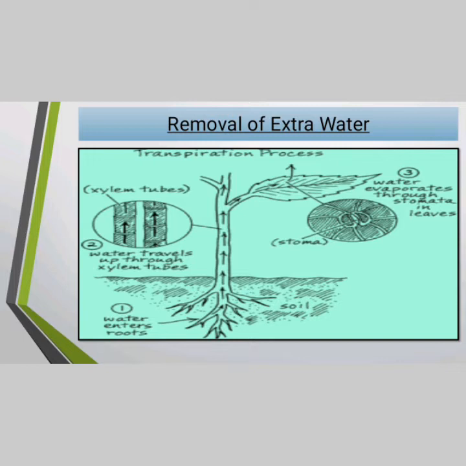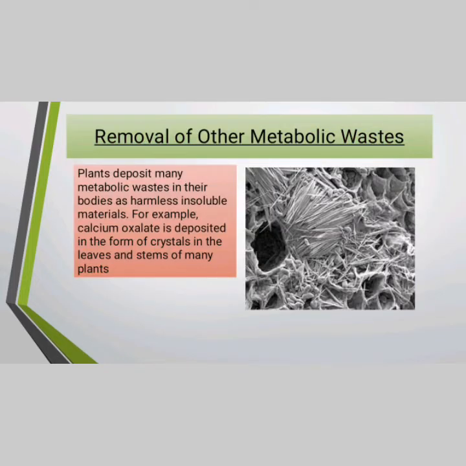Some plants like grasses remove extra water by the process called guttation. Guttation is not to be confused with dews, as it is the process in which drops of water appear on the tips or edges of the leaves, while dew drops are condensed from atmosphere. Next one is removal of other metabolic wastes.